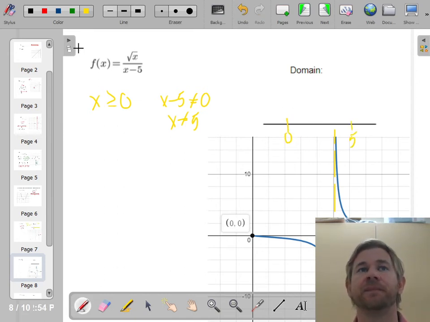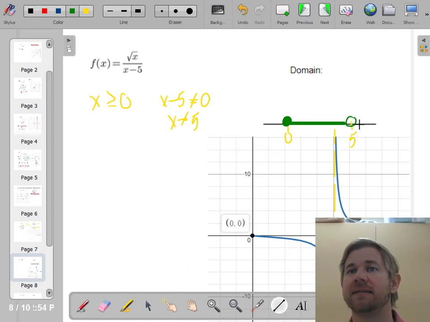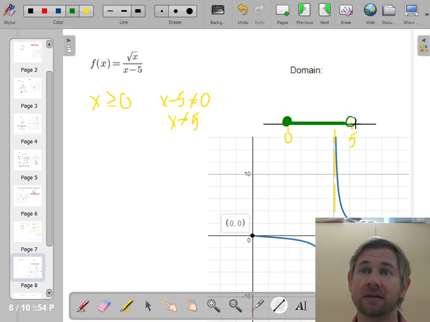I'm going to draw it on here. 0 to 5. 0 works. I can plug in 0. It's fine, because you'll just get 0. But I can't plug in 5 because I divide by 0. And I want all the numbers that are greater than 0, so that's to the right. And it's like saying, well, all the ones that are greater than 0 except for 5.